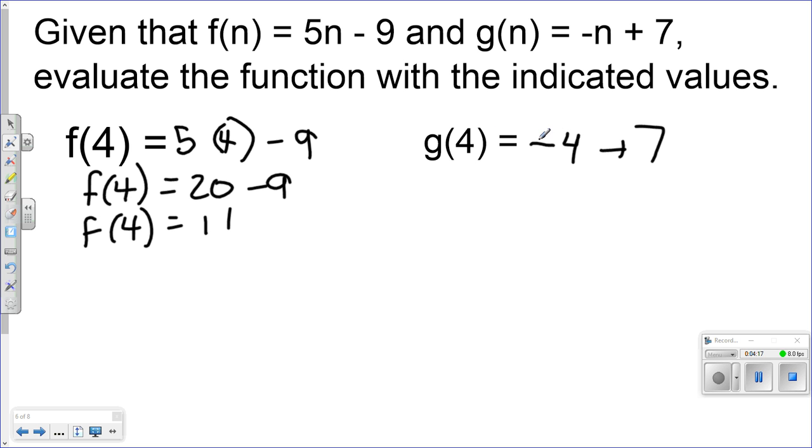I use the word opposite because, while this turns into a negative 4, if our input value, this 4, happened to be negative, we would have to view that as the opposite of negative 4. So you have to be very careful how we handle those negatives. So g of 4 equals, and negative 4 plus 7 gives us a positive 3. If 4 goes into this function, we end up with an output value of 3. And this is what you will have to do on that first section of your homework.